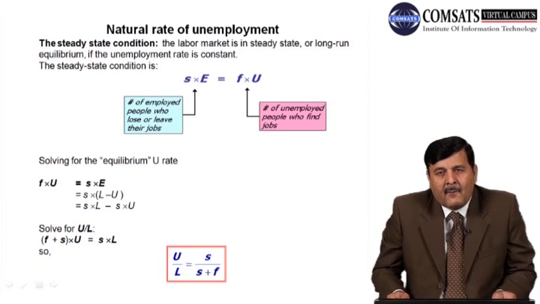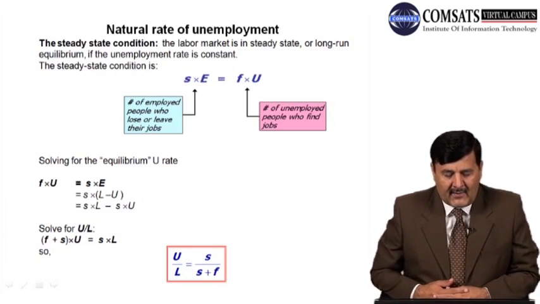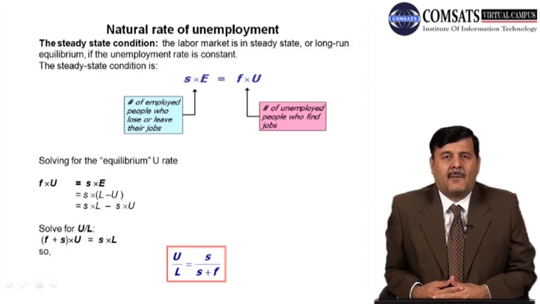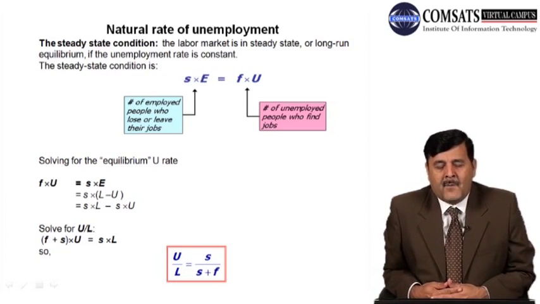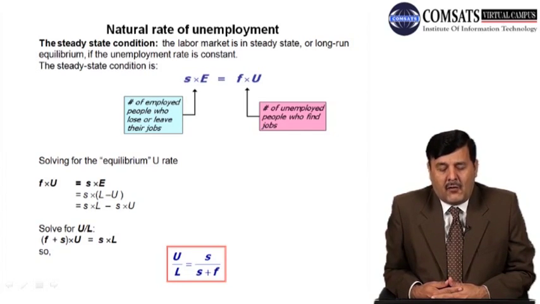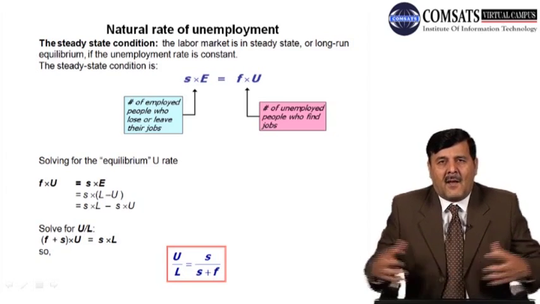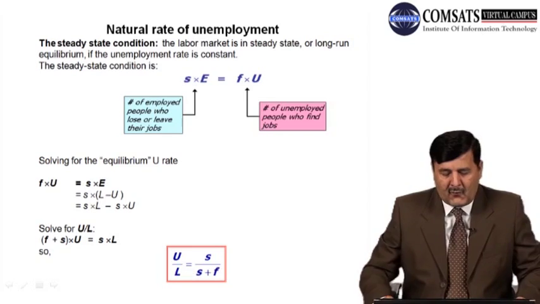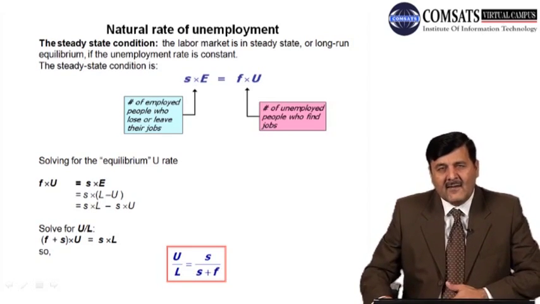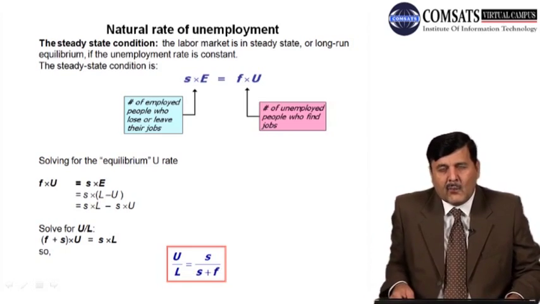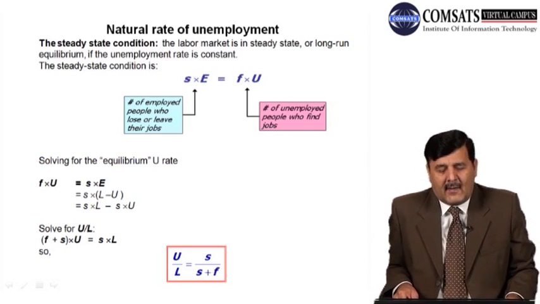U over L is equal to S over S plus F. So the unemployment rate U over L, as we know, if we divide the number of unemployed persons by L, we will get the unemployment rate which is denoted by U, and that is equal to S over S plus F. Now what is that? S is the number of jobs separated, people separated from jobs. S plus F is the sum of both separation plus the people who find their job.